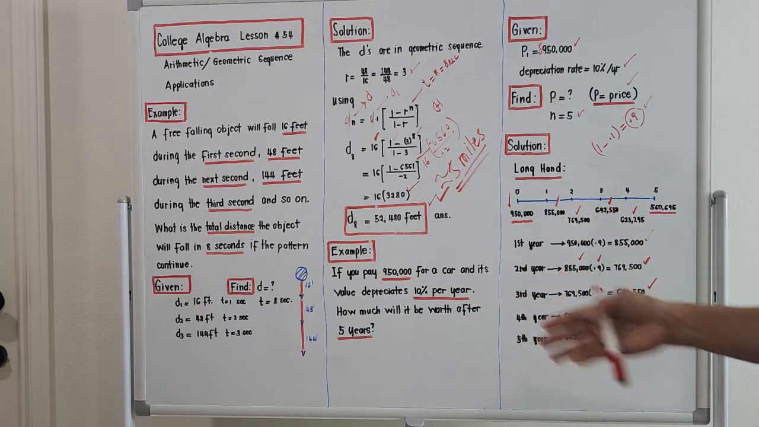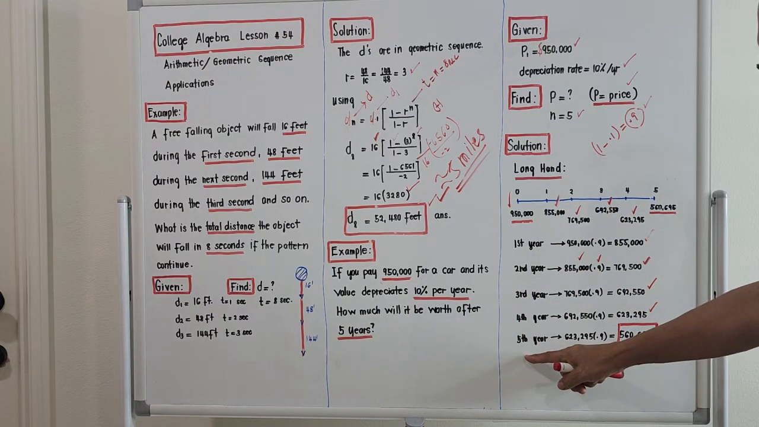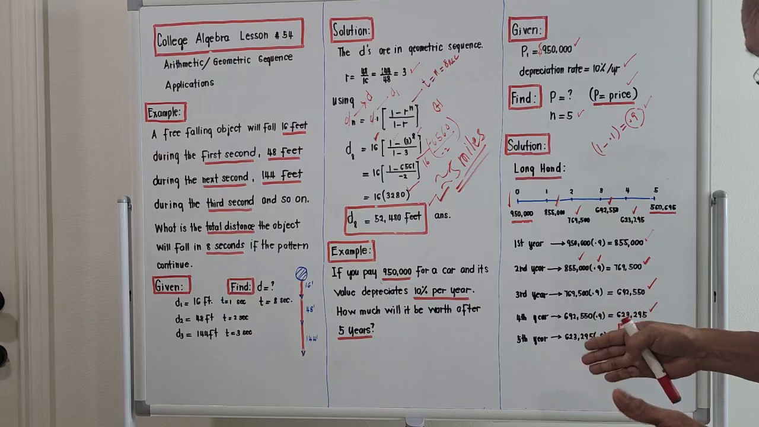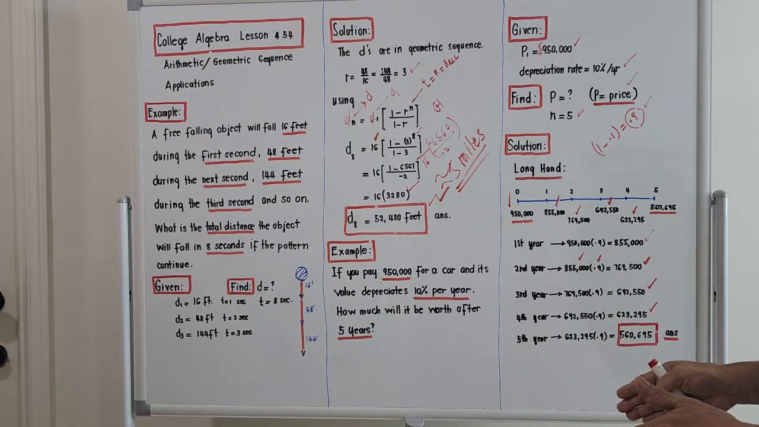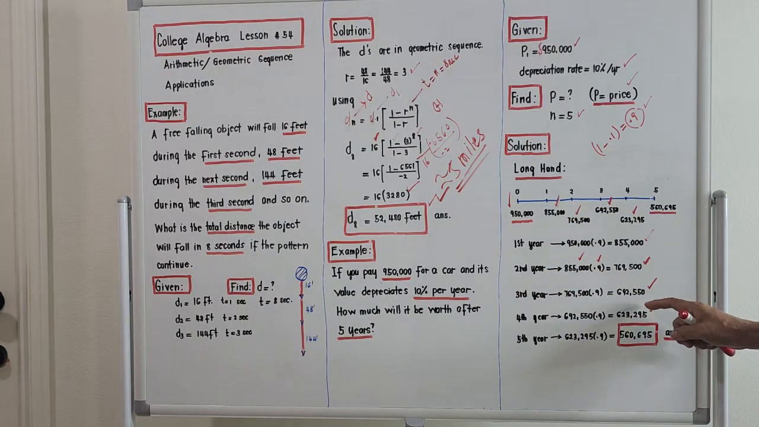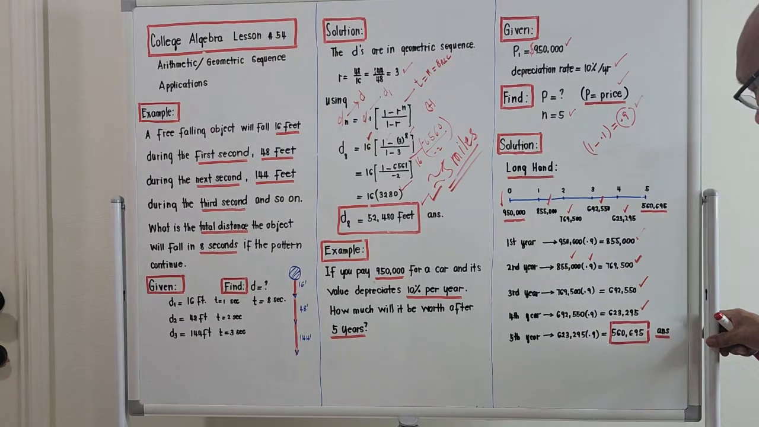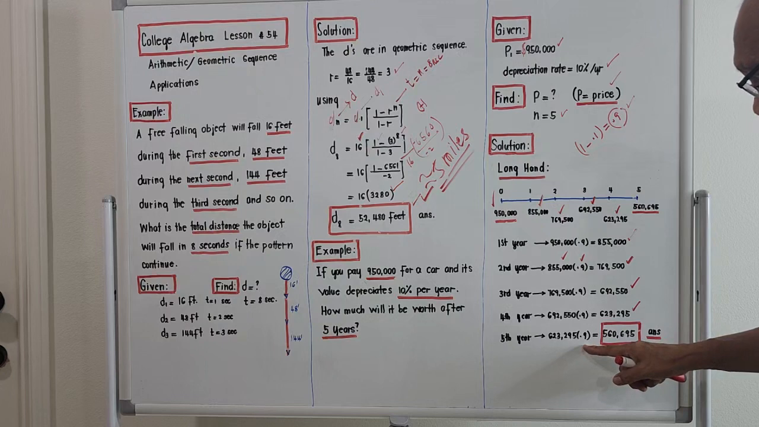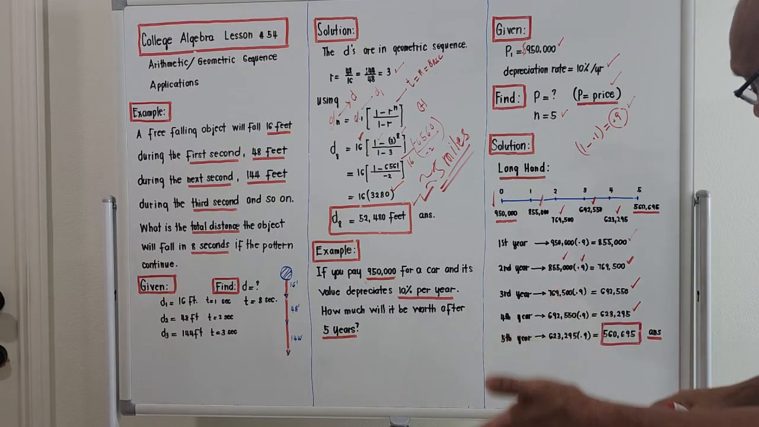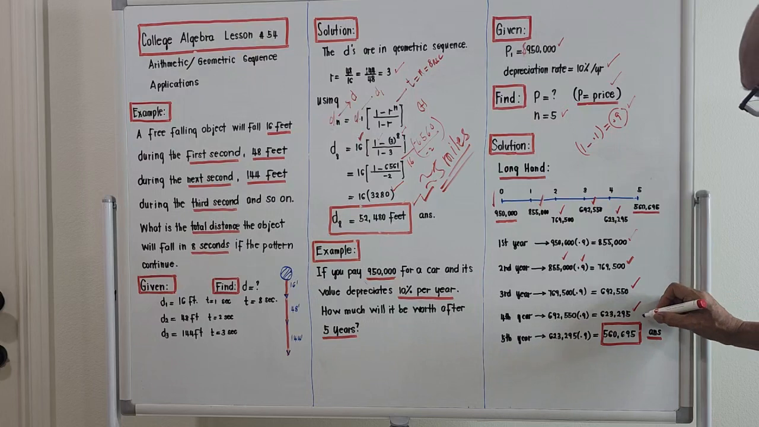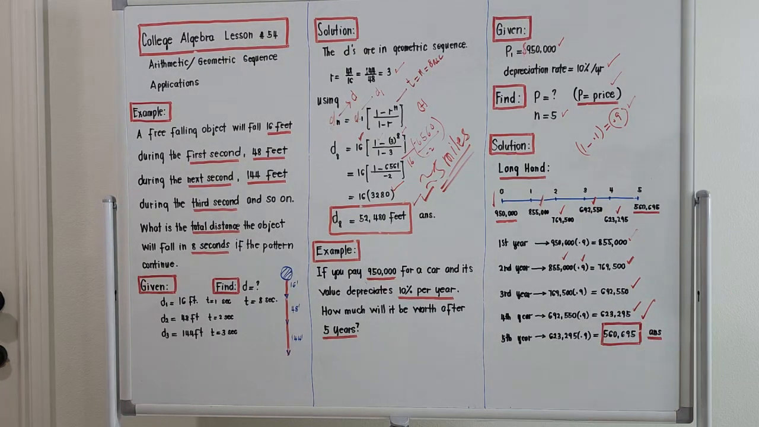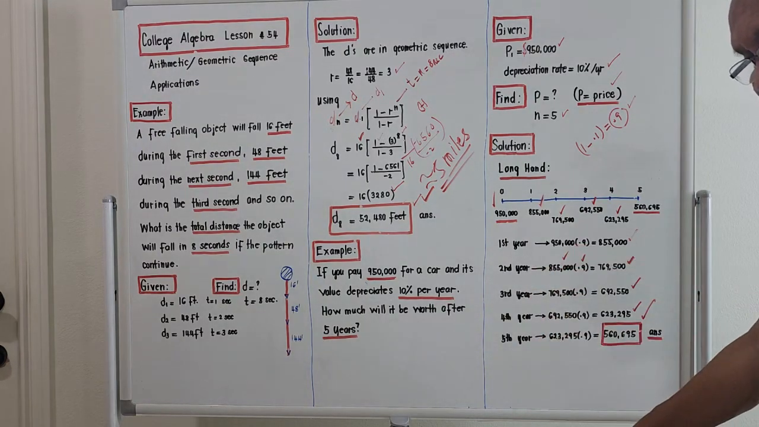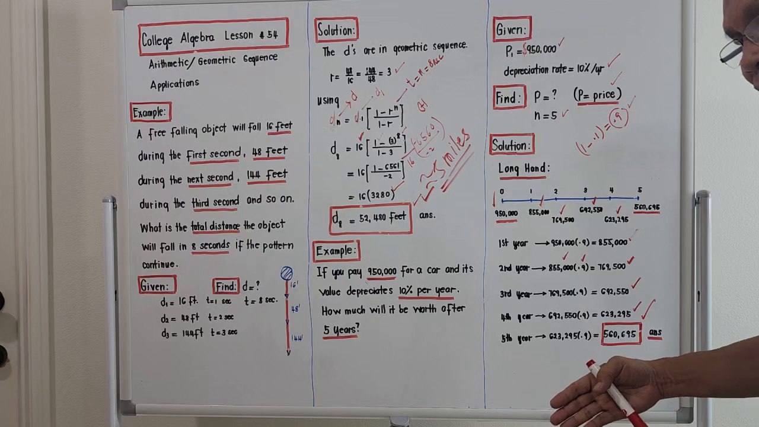And on the fifth year, this is the one being asked by the problem. What will be the value on the fifth year? Okay, on the fifth year, again, it will depreciate 10%. But the amount to be depreciated will be the present worth value on the fourth year. So it will be 623,295 times 0.9 because of less 10% depreciation. And the value on the fifth year will be 560,695. Imagine this, if this is 20 years, your car has now maybe a negative value.